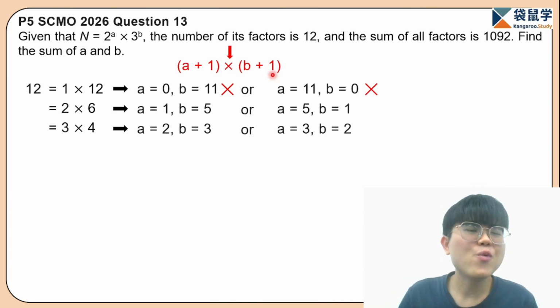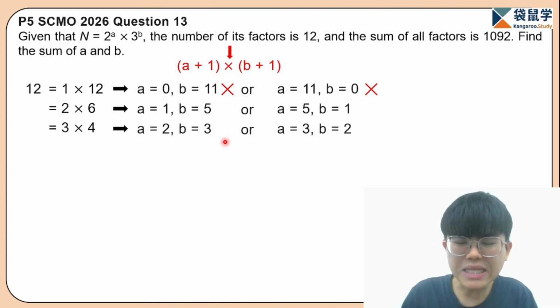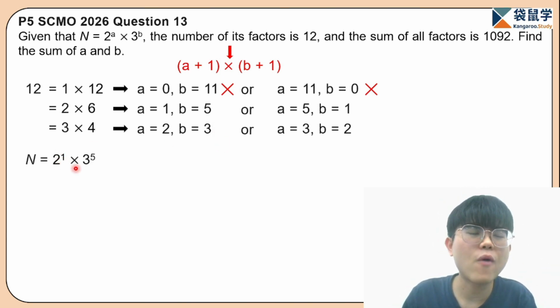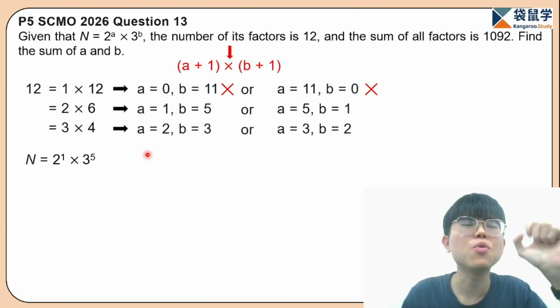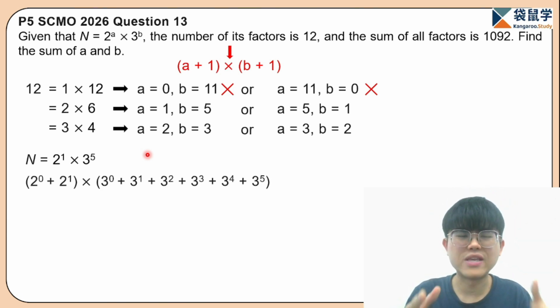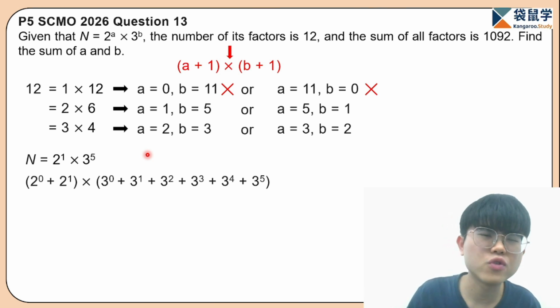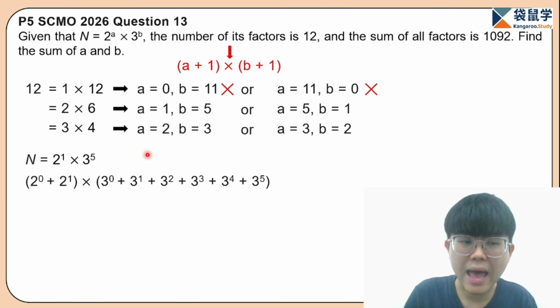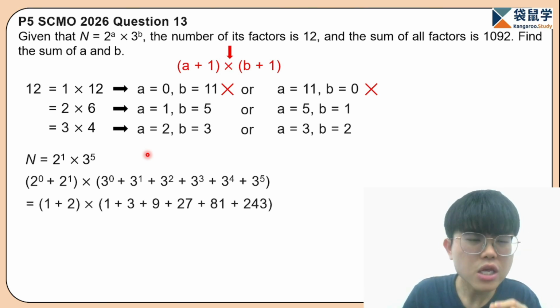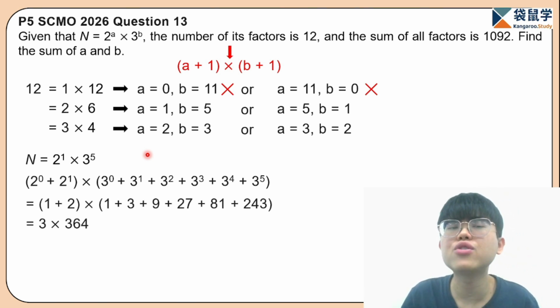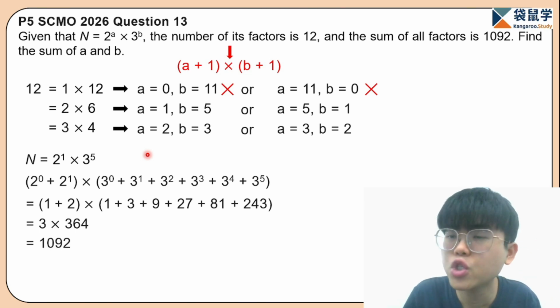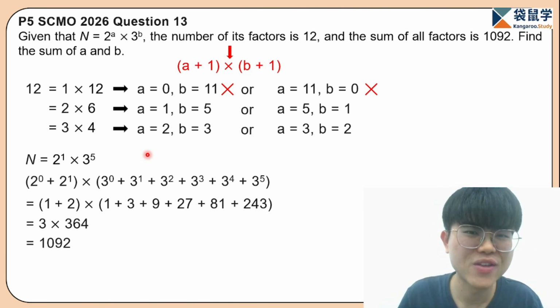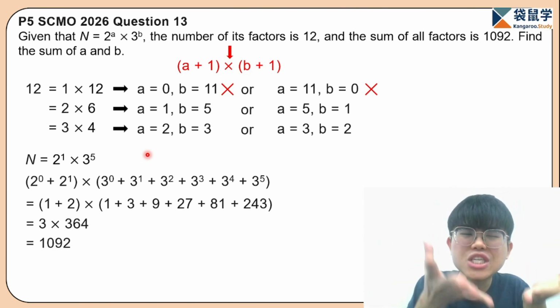Now the next one, we have A equal to 1, B equal to 5. Let's try to calculate. In this case, n is made of 2 to the power 1 times 3 to the power of 5. So add up from power 0 until the largest power. We have 2 to the power 0 plus 2 to the power 1, and 3 to the power 0 plus up until 3 to the power 5. Then we try to calculate this, and we will have 3 times 364, and the answer will just be 1092. Which means that this is just what we want.